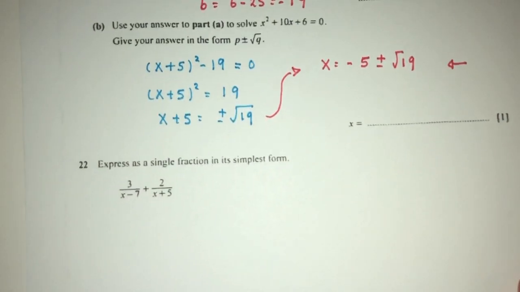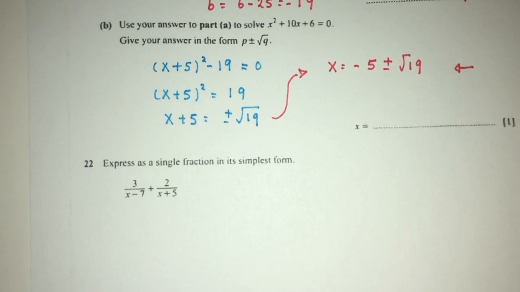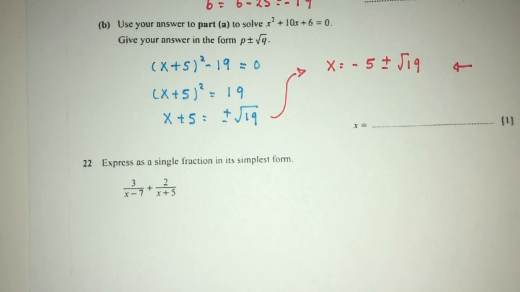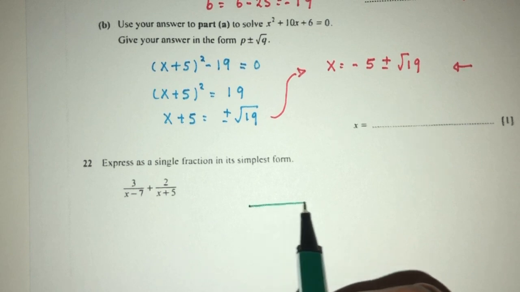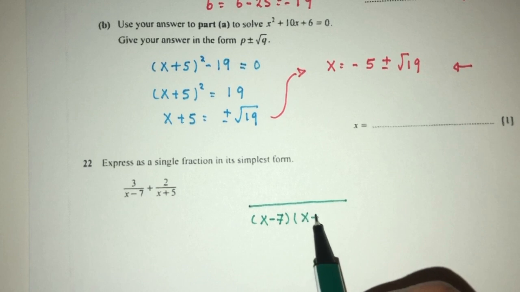Now let's move on to question number 22. Here we have to express as a single fraction in its simplest form. So first thing first, the bases are different. We have to make them become the same. So multiply them by each other. You will have (x minus 7) times (x plus 5).